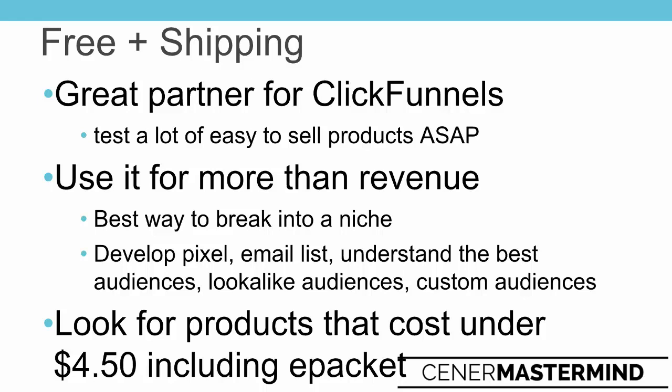Think about it on a free plus shipping product. You see that last bullet point. We're looking for products on AliExpress that are $4.50 or less, including e-packet shipping. We need to make sure that we're always finding products that have e-packet shipping when dealing with AliExpress. Two reasons. Number one, it's going to be the quickest in terms of cheap shipping from China. It's going to take typically between 10 and 15 days to get to your customer. And more importantly, it's going to provide full tracking.